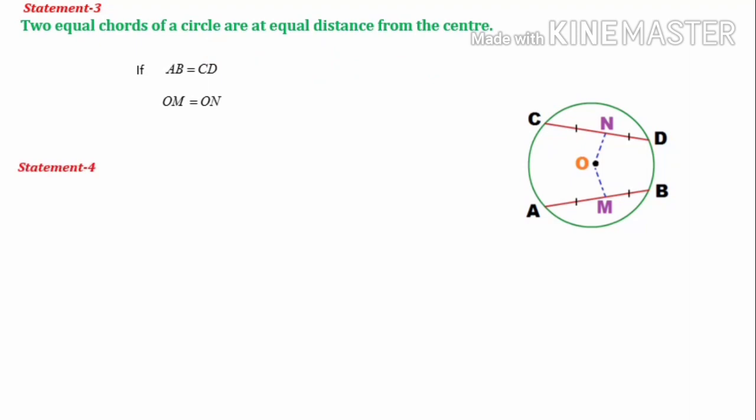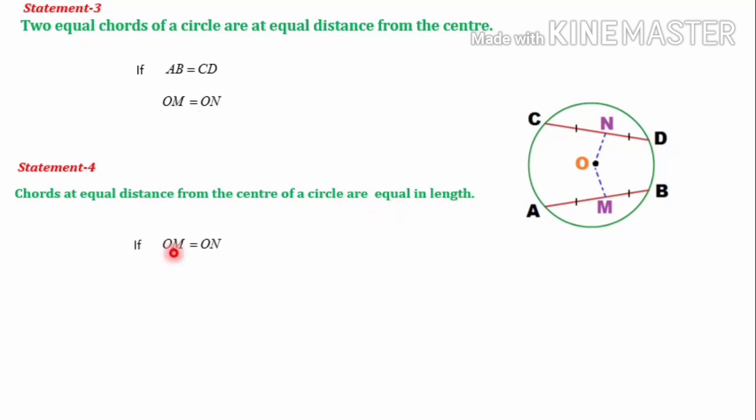The converse of this one also we have to study, that is statement number 4. Chords at equal distance from the center of a circle are equal in length. Meaning two chords are given to you and they are at an equal distance from the center, so we can say that the chords are equal in length. In reverse order, if OM is equal to ON, meaning the distance from the center is the same, then we can say that the chords are equal in length. AB is equal to CD.